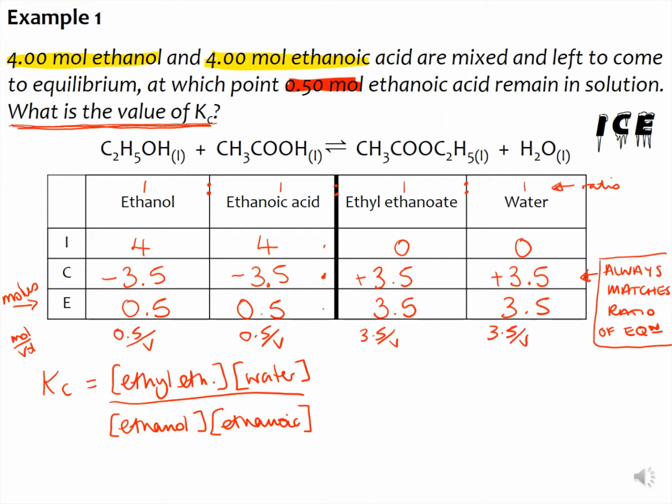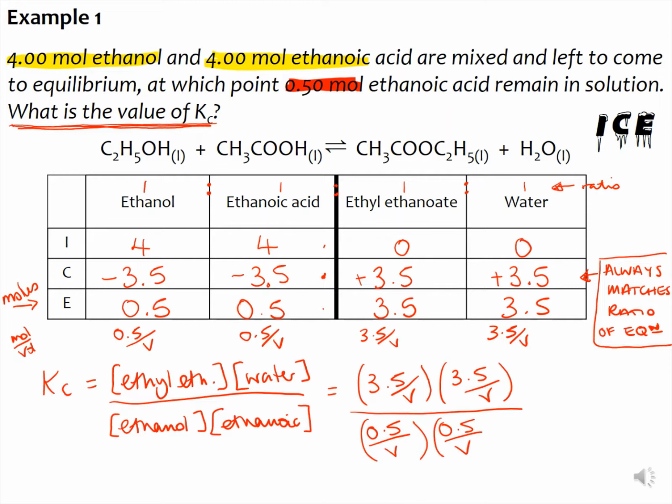So they're the concentrations. Now if we pop those into our Kc expression, 3.5 divided by V will be the concentration of ethyl ethanoate, times the concentration of water, which will be 3.5 divided by V, all divided by the ethanol, which is 0.5 divided by V for its concentration, and 0.5 divided by V for ethanoic acid.